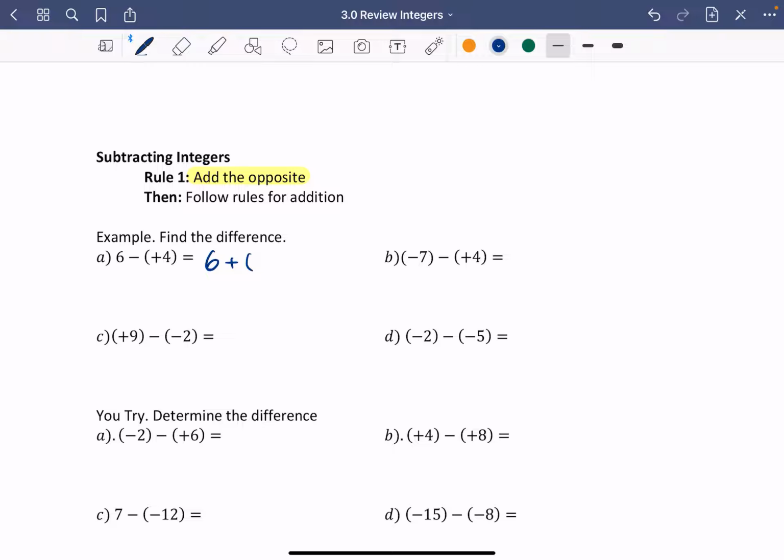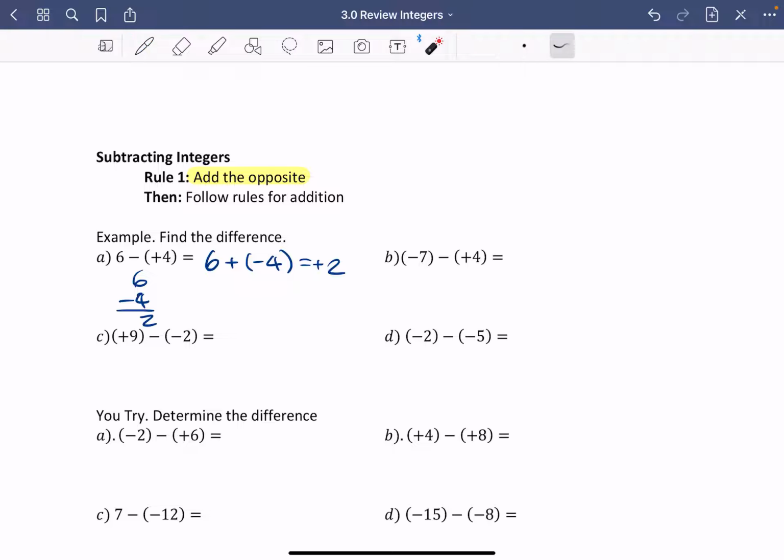So the opposite of -4, positive 4, will be -4. So then this will become 6 plus -4. And so it became an addition problem, and you use the rules for addition for this question. These two numbers have different signs, so you're going to subtract them. So that's 2. And then 6 is further from 0, so it's going to be positive. So positive 2.